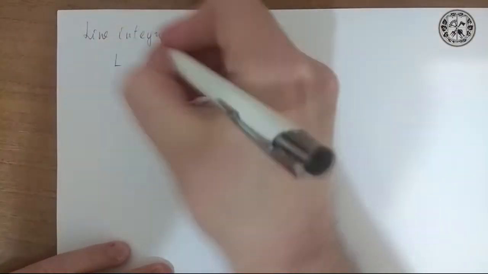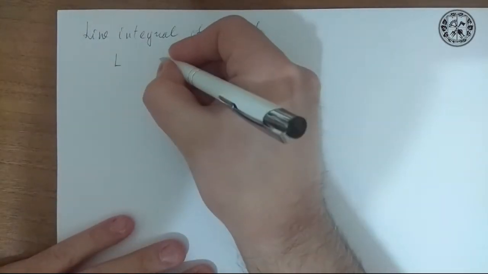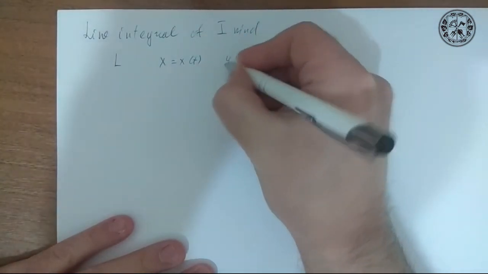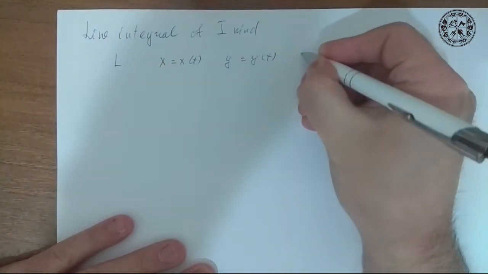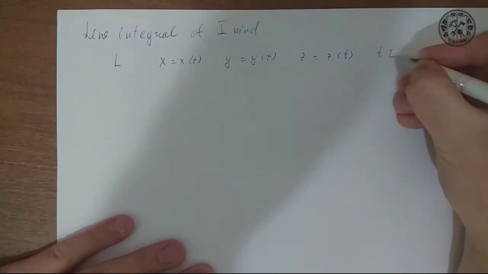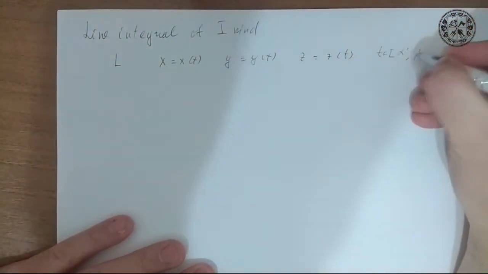Line integral of first kind. Line integral of first kind appears from problem of mass of curve. Let us have curve L, which is provided parametrically: x is x of t, y is y of t, and z is z of t, where t is from alpha to beta.